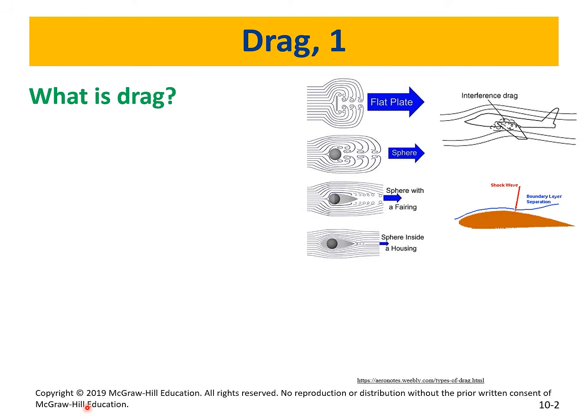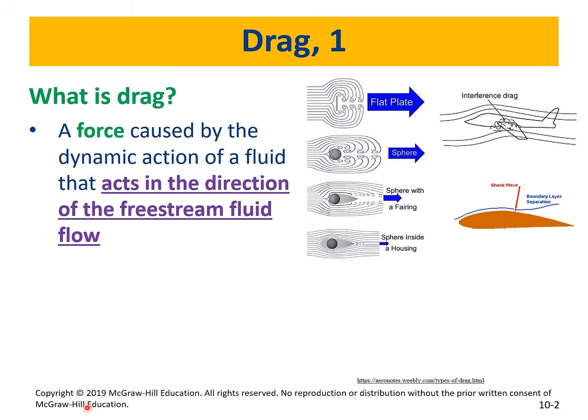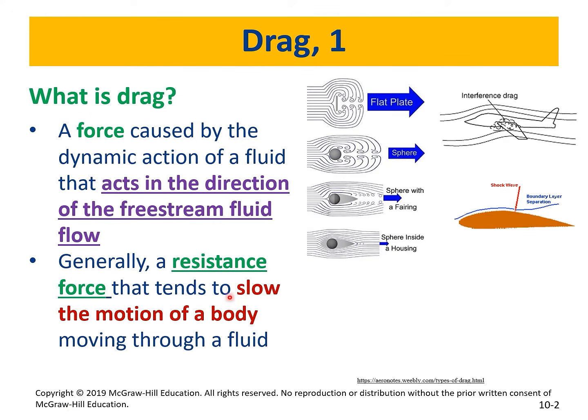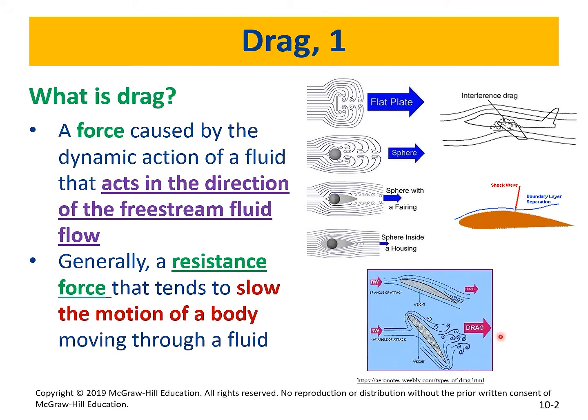So what is the definition of a drag? It's a resistance force, right? Pulling back. So it's a force caused by the dynamic action of a fluid that acts in the direction of the free stream fluid flow, and it's pushing against the direction of the movement of any object. We have multiple types of drags, and we're going to talk about them today and solve questions about them as well. So it's a resistance force that tends to slow the motion of the body moving through the fluid, and that's how it looks like. And we talked about the plane and the wing and how that is going to be slowing the airplane or not slowing it.